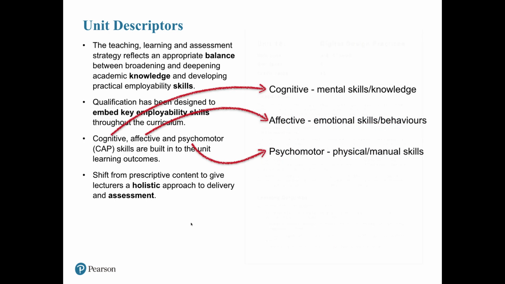And if we look at that in a little more detail, what we're talking about is cognitive skills being mental skills. They're about knowledge of the subject. Affective skills being the emotional skills or behaviors associated with the subject. And again, that's where our employability skills and professional behaviors come in. And then the psychomotor being the physical manual skills.